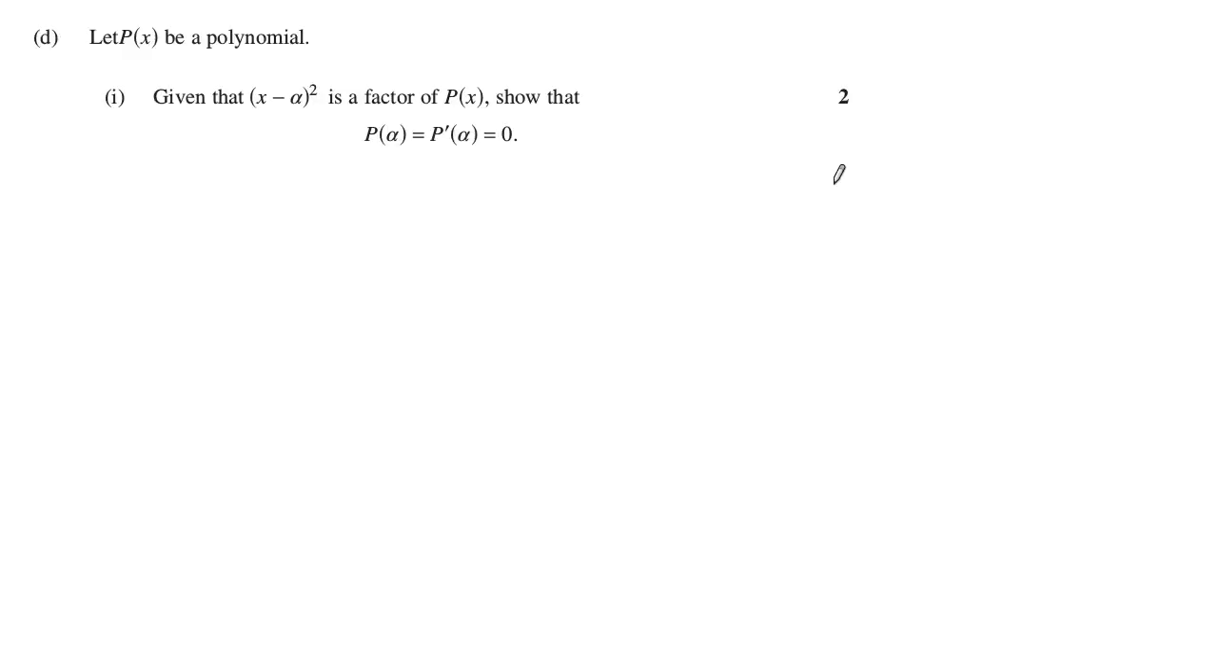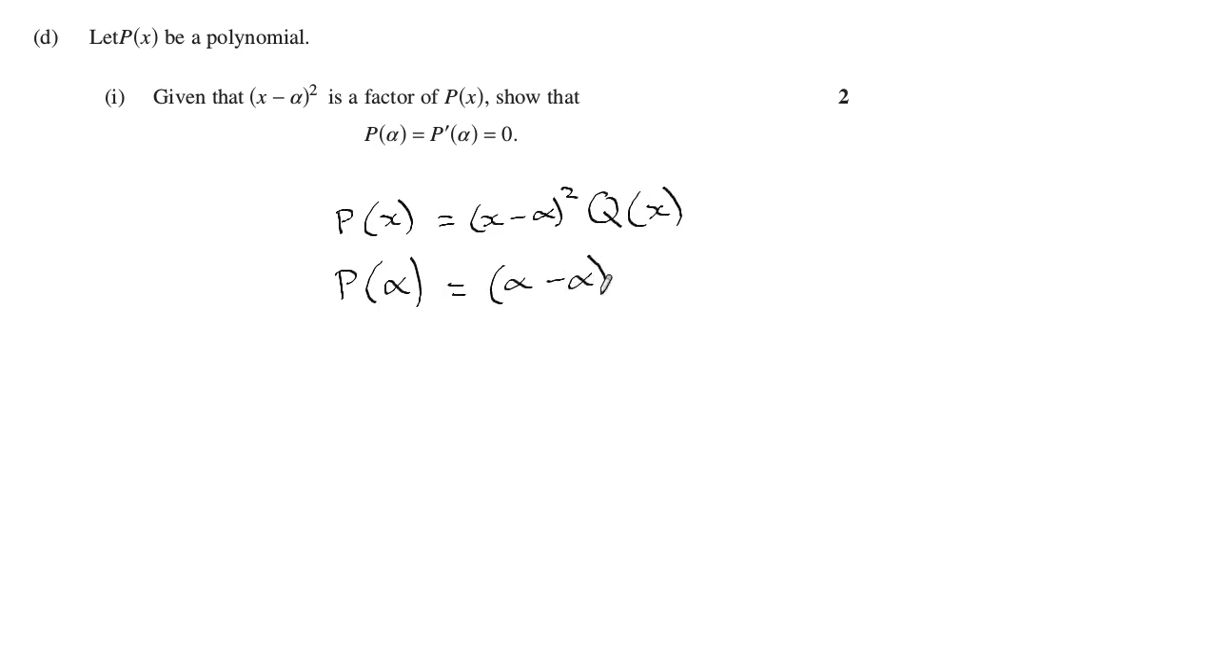Part D. So to work out p of alpha and p prime of alpha, we need some way of writing p of x that shows that it's a multiple of x minus alpha squared. So let's say it's x minus alpha squared times whatever, and we'll call the whatever q of x. Then p of alpha is alpha minus alpha squared times q of alpha, and this makes 0, so that's 0.